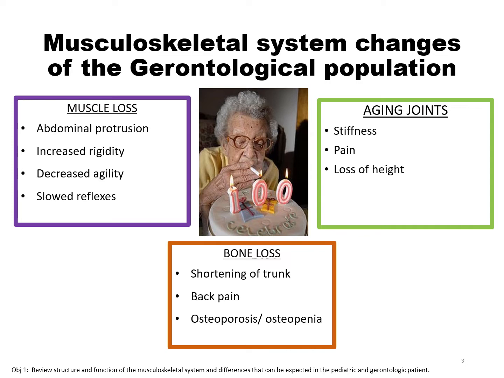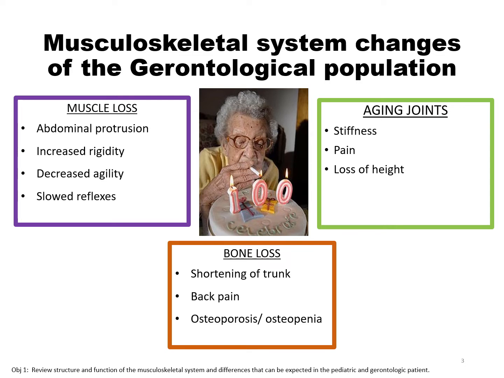And they're going to have slowed reaction times and reflexes, with slow conduction of nerve impulses along the motor units. So they're going to have earlier fatigue with activities, is basically what I'm trying to say. So how do aging joints affect the assessment? When you assess them, you're going to see that the aging joints are stiff.